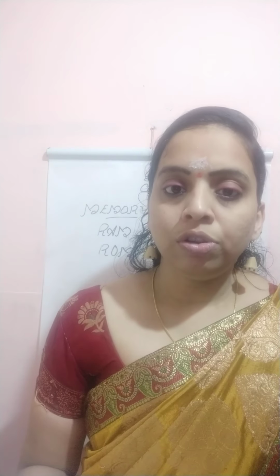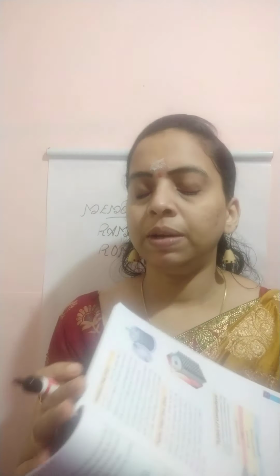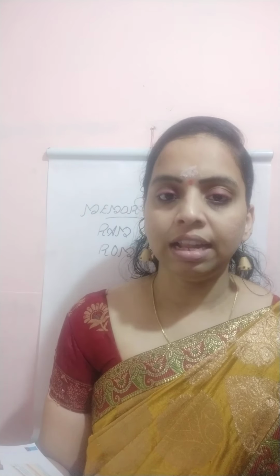Now we are going to look at some examples of secondary memory, and the first one is the floppy disk. You may not be familiar with this floppy disk. Some may be. Actually, we are not using this floppy disk now. It was used in the earlier days as a secondary memory storage, and it can store 1.44 MB of data.